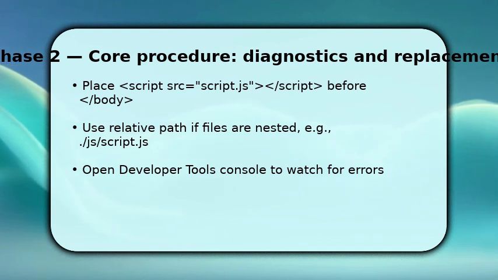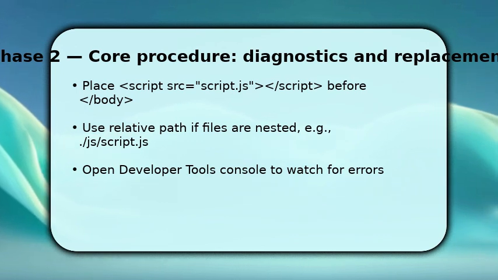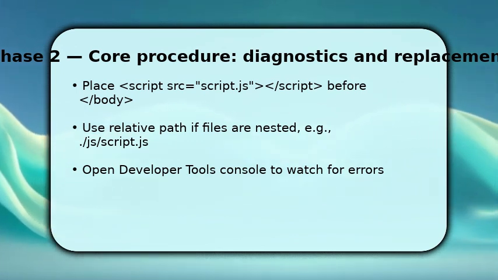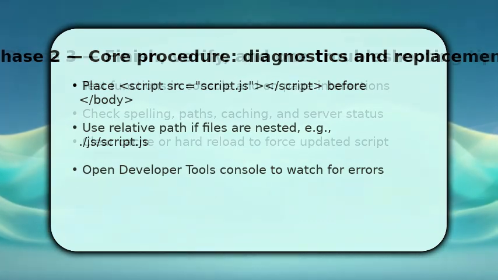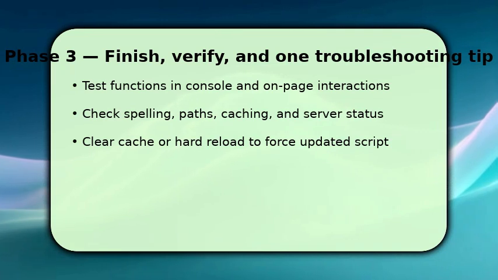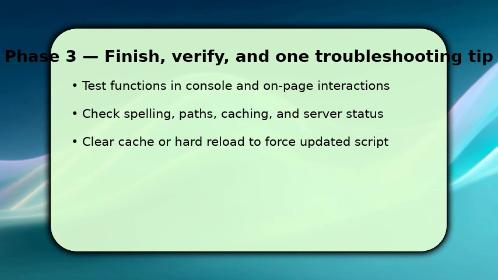Save and run Live Server or your chosen server. Then open the DevTools console to see if you have syntax or loading errors. The console will tell you the failing path and line so you can correct it quickly. Finish by testing your JavaScript. Run functions in the console and interact with page elements to confirm behavior.